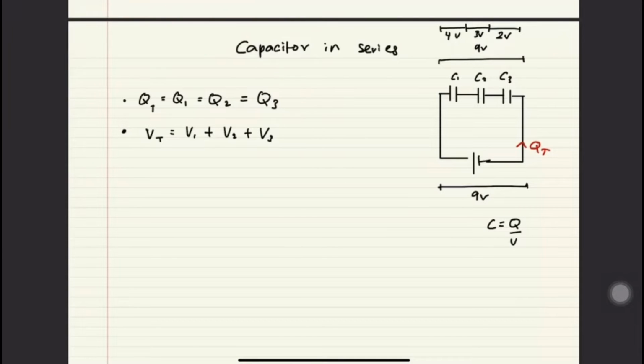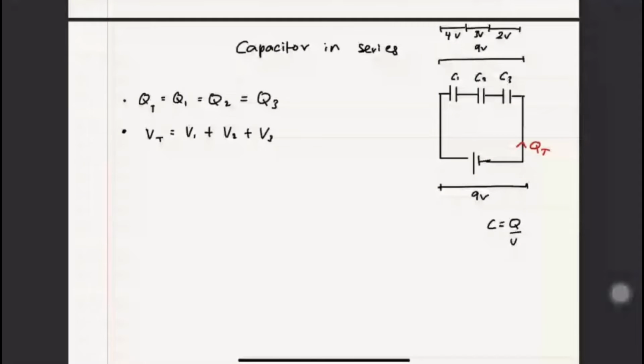Ini kalau kamu nak fikir logik dia, dia dalam series, capacitor in series. In fact, any komponen in series pun sama dia punya behavior. So kalau charge, dia will be the same, but the voltage is the addition for each component. Understand or not? Faham tak? Yes, sir. Faham sir. Okay, any question so far?